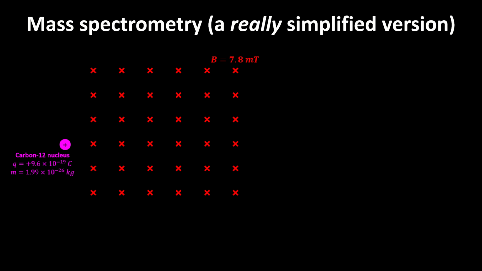Now, a carbon-12 nucleus has a charge of 9.6 times 10 to the minus 19 coulombs. It's positive. We've stripped all the electrons off it, and its mass is 1.99 times 10 to the minus 26 kilograms. And let's say we fire it into this magnetic field at 6.55 times 10 to the 4 meters per second. Now, using the right-hand rule, it's a positive charge, so the palm facing upwards with all those directions means there'll be a force upwards, and it will curve upwards.